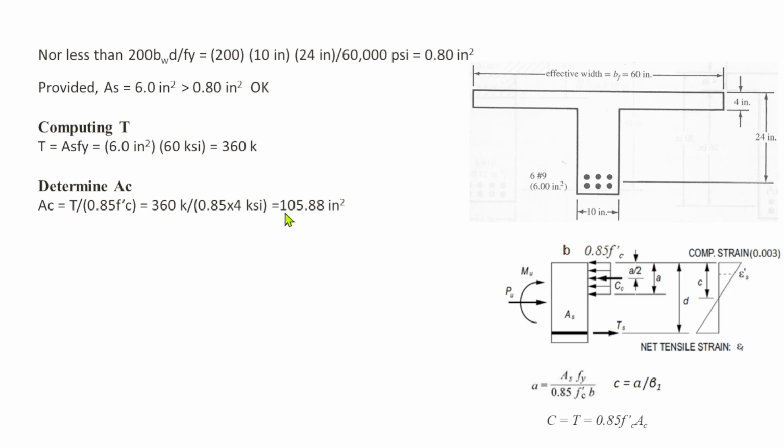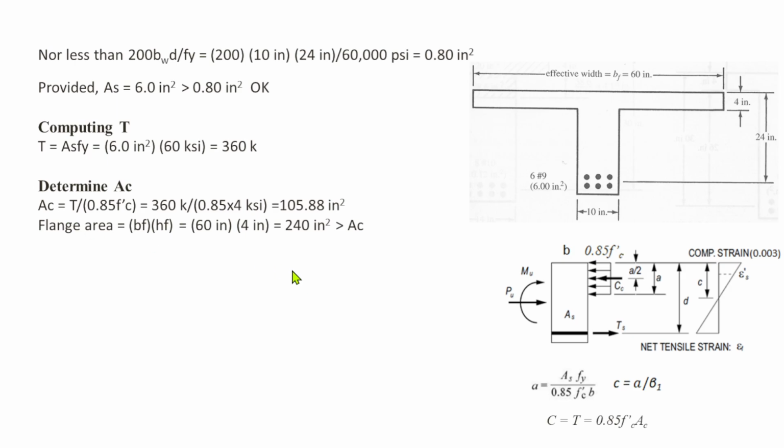So we got 105.88 square inch. So we have already determined the area of the concrete. So the next one is to determine the flange area, which is the width of the flange, which is B, times flange thickness, 60 times 4, we have 240 square inch, which is greater than the area of the concrete, the compressive area.